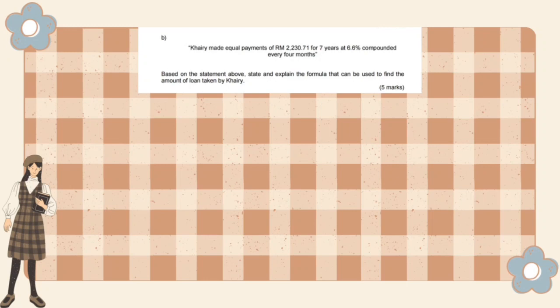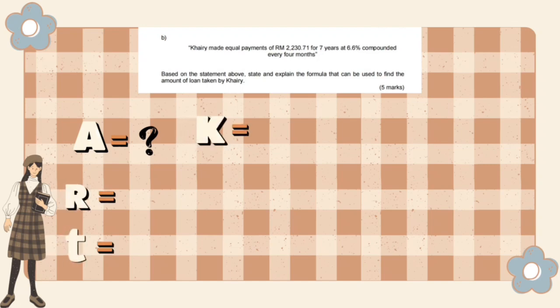Question B. Khairul made equal payments of RM233.71 for several years at 6.6% compounded every 4 months. Based on the statement above, state and explain the formula that can be used to find the amount of loan taken by Khairul. In this question, we need to find Khairul's loan amount, which is A, the present value of an annuity. First, when getting a question about annuity, we need to list R, periodic payment, T, terms in years, K, annual nominal rate, and last M, frequency of conversion. Next, we will be able to find I, interest rate, and N, number of interest periods.